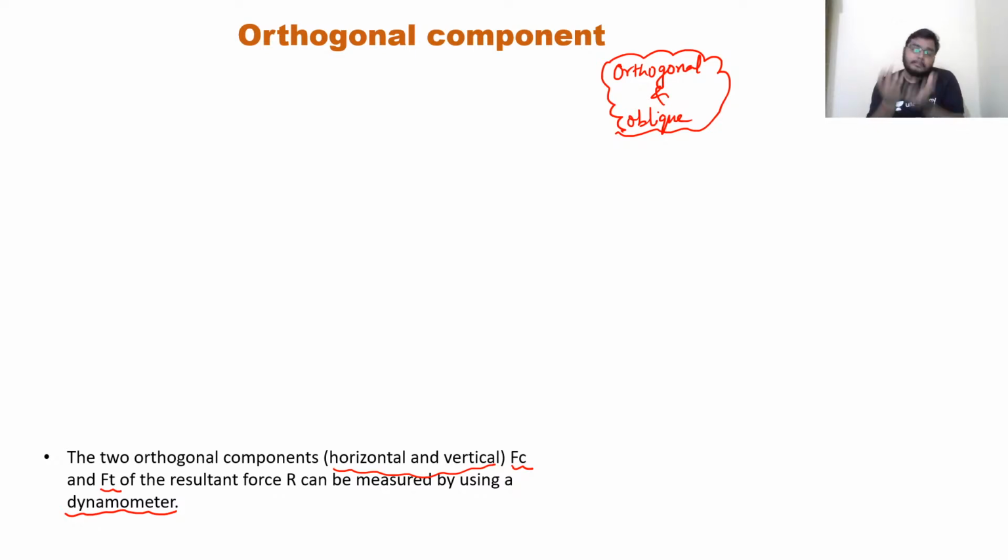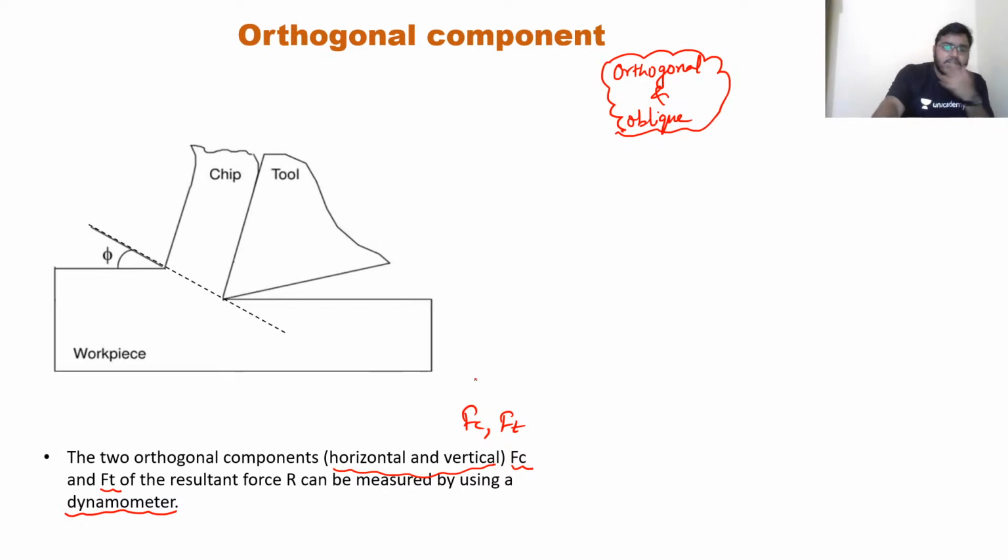If you are in a BTech college, then you can go to the workshop after this corona is ended. Then you can visit your workshop and tell the supervisor that, sir, I want to see a dynamometer, how a dynamometer looks like. And with the help of that dynamometer, the orthogonal components, that is FC and FT, the cutting force and the thrust force, are measured. So this is your workpiece and this arrangement is there. This is clear to you.